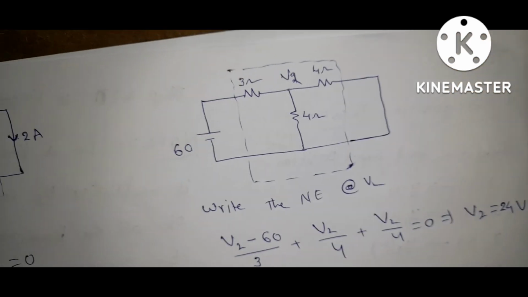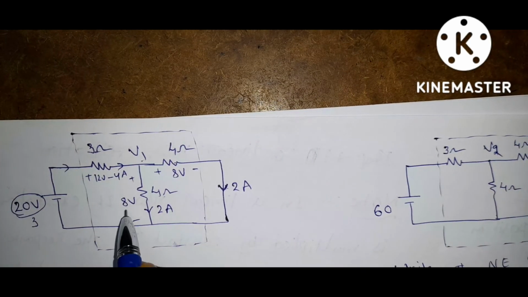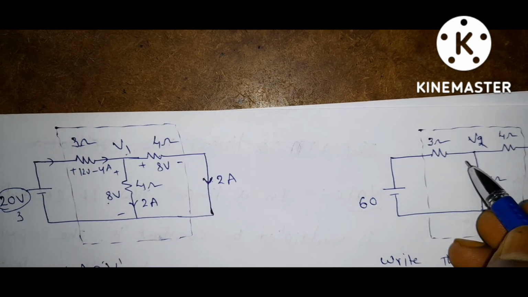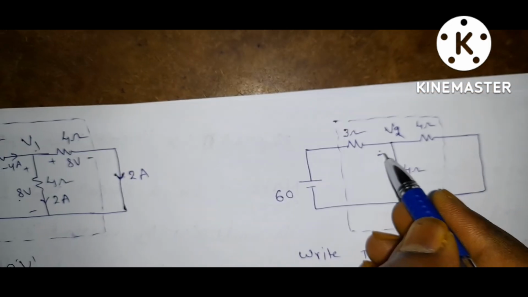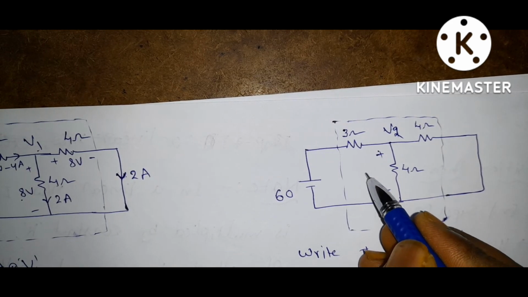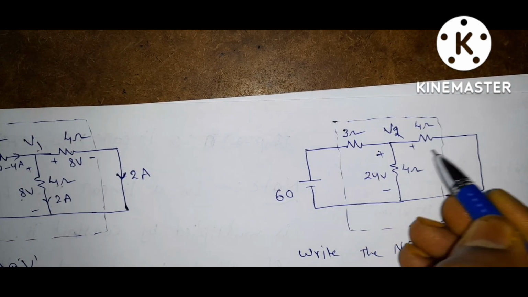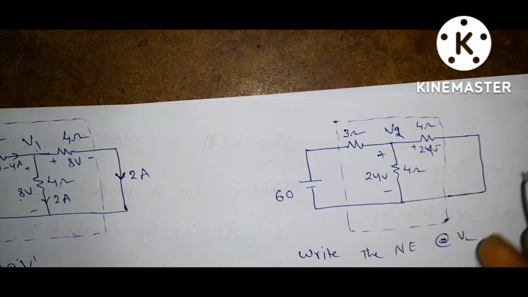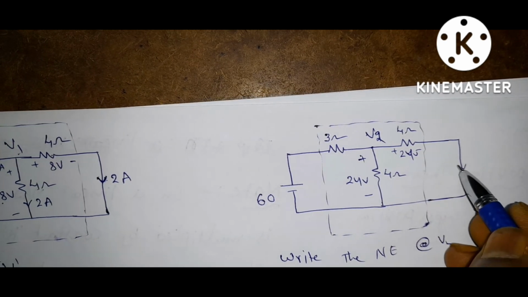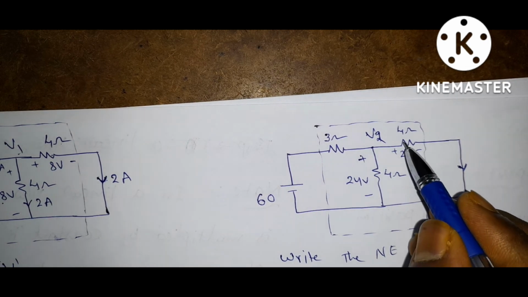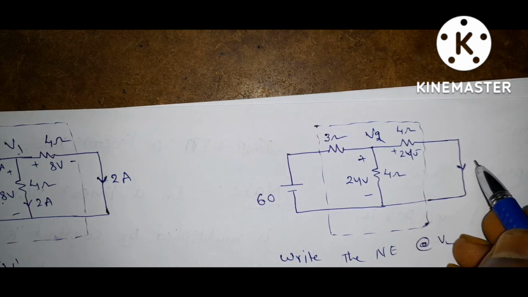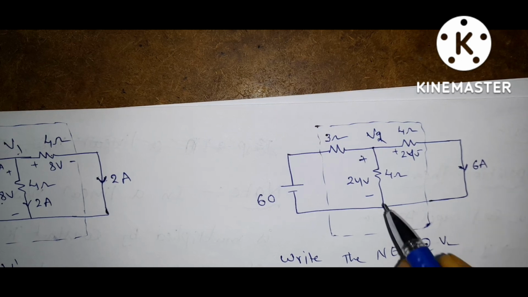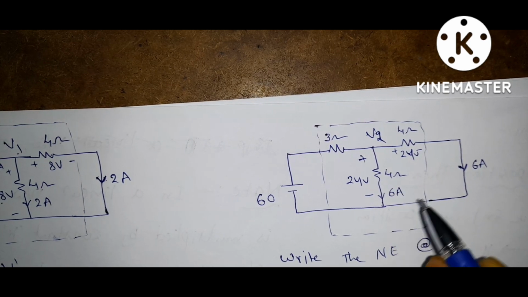If you observe here, in the previous case this was 8 volts. If you multiply this 8 volts by 3, you will get 24 volts. So V2 means the voltage across this 4 ohm is 24 volts. Here also 24 volts, because these two are connected in parallel. Now what is the response? That is current. The current flowing through this branch is V2 by 4, that is 24 by 4, 6 amps. Here also you will get 6 amps.